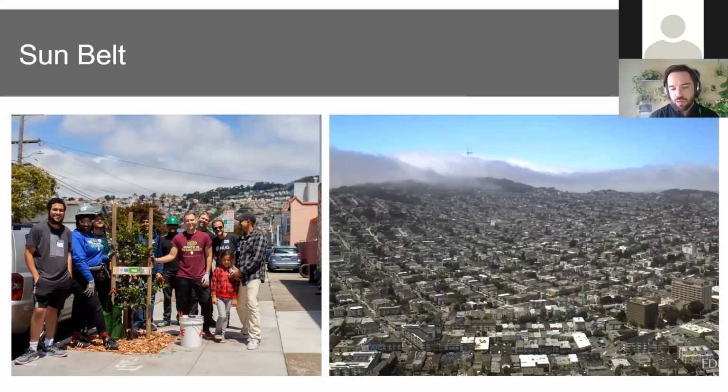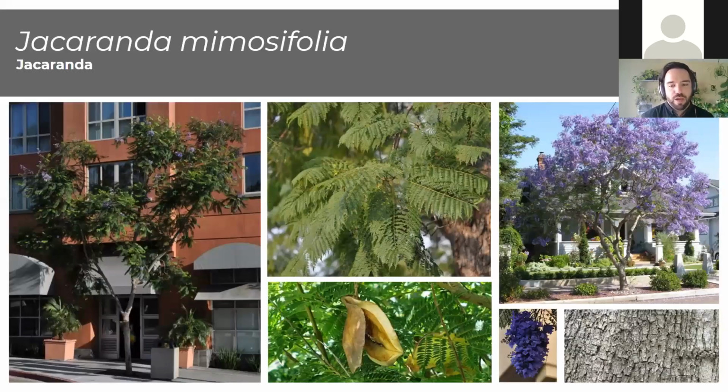So when we create tree species palettes for different neighborhoods, the Sun Belt, the Mission, Castro, those areas can plant a lot more species than we can plant in Western areas like Outer Sunset. They just have better growing conditions, so we can open up that species palette to a lot wider variety of trees. One of which is the Jacaranda.